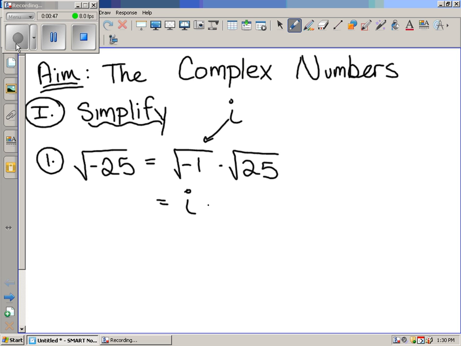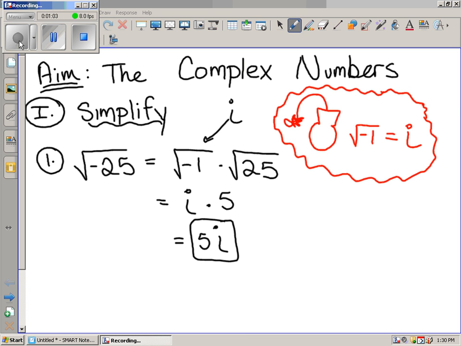What's the square root of 25? Okay, so really this is just 5i. And that's part of the new stuff we're going to do today. So the square root of 25 is 5. The square root of -25 is 5i. Right? So let's remember that.